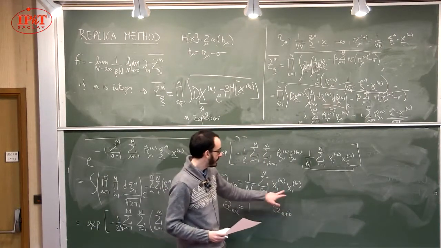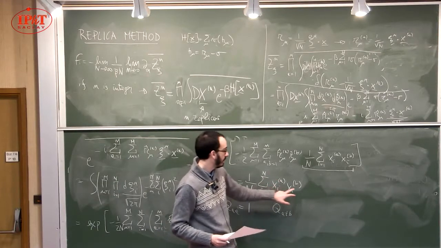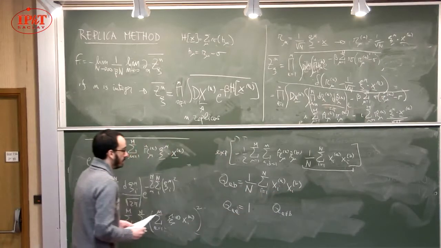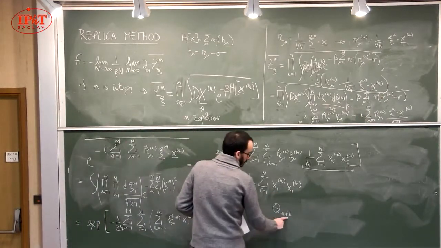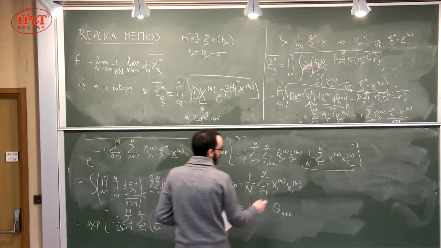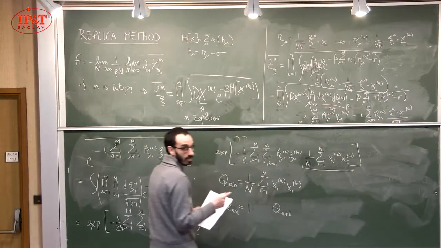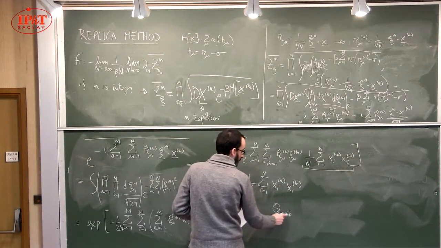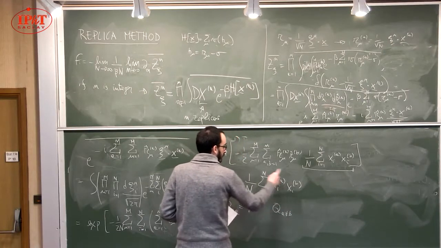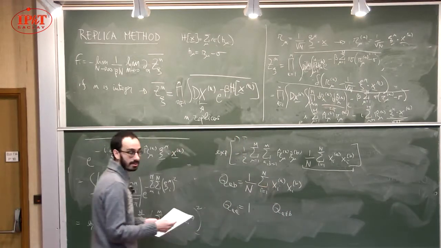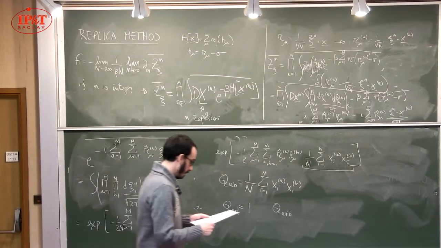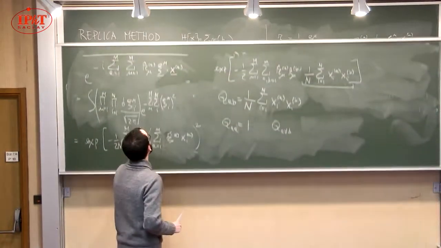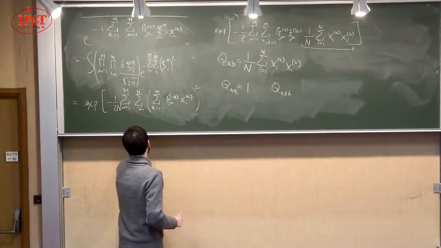this is just a measure of similarity between the vector a and the vector b. It is just the scalar product between them. So if Q_ab with a different from b is close to 1, it means that the two vectors are very close one to the other, almost parallel. Instead, if Q_ab is going to 0, then this means that the two vectors are orthogonal. Okay. So let's come back to the free energy.